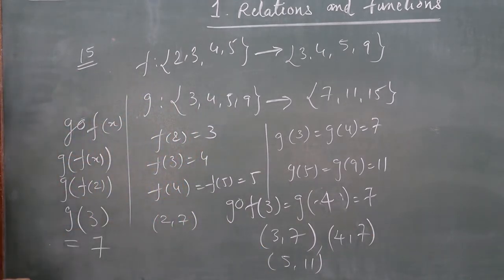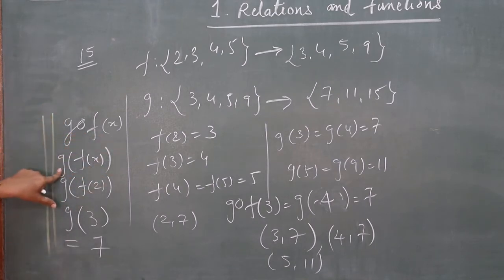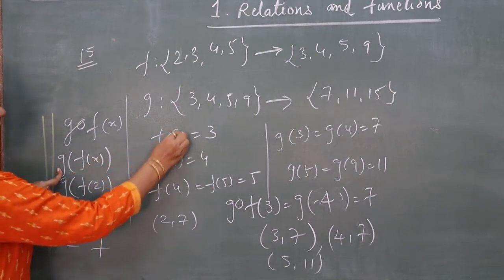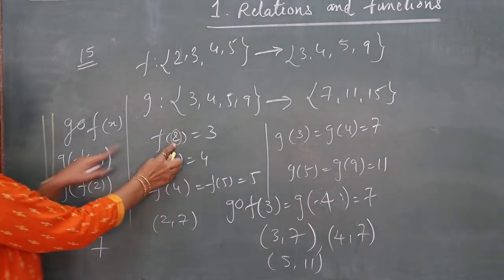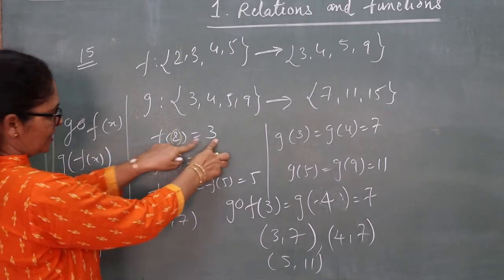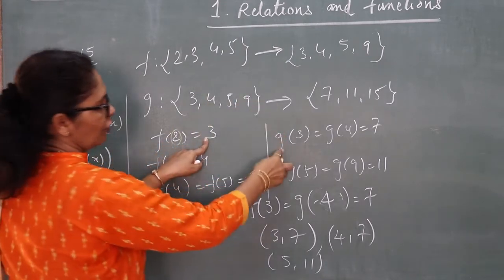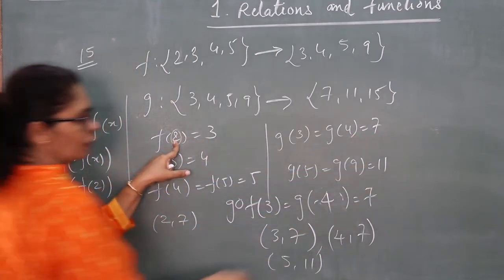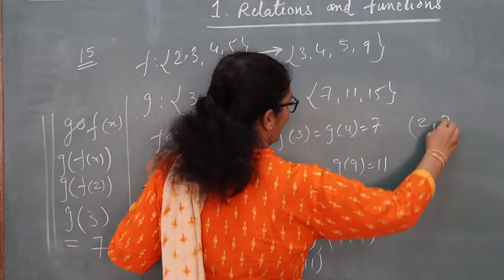What is the meaning of it? The aim is this only, that g of f x means g of, first you have to choose an element of f. So first we choose 2. When you choose 2, you get 3 as an answer. So now you have to check in g, what is 3? So g of 3 is 7. So the first ordered pair you get is 2, 7.